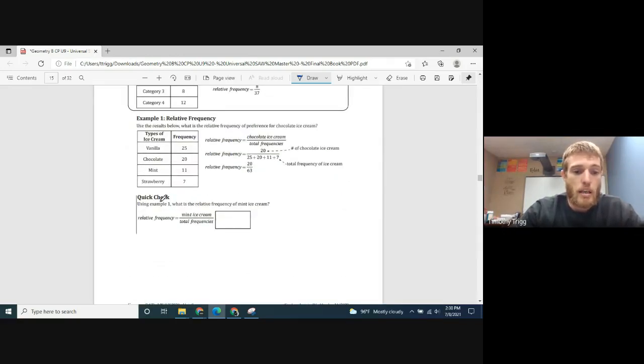So for this quick check, it says, using example 1, what is the relative frequency of mint ice cream? So basically it's just asking, relative frequency is kind of just what's the probability that someone picked mint. So how many people picked mint? 11 people picked mint out of the total, right? So the relative frequency is just like a probability. It's whatever you're looking for divided by the total, okay? So in our case, that's 25 plus 20 plus 11 plus 7. So the total is 63. So 11 out of 63 picked mint. That's it. Easy.